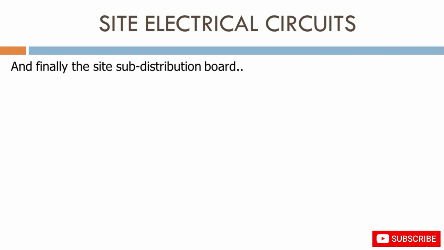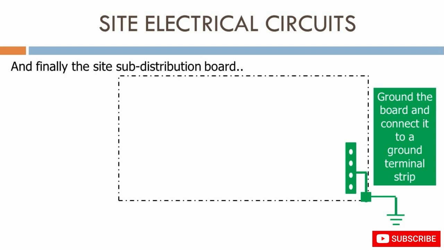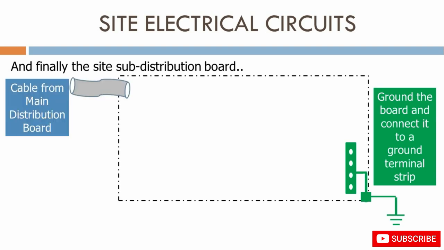And finally, the site sub-distribution board. We ground the board and this time we connect it to a ground terminal strip. We have the cable from the main distribution board to bring three-phase power into the sub-distribution board. Again, we have a three-phase circuit breaker on the incomer. The neutral wire is connected to the common neutral terminal strip.